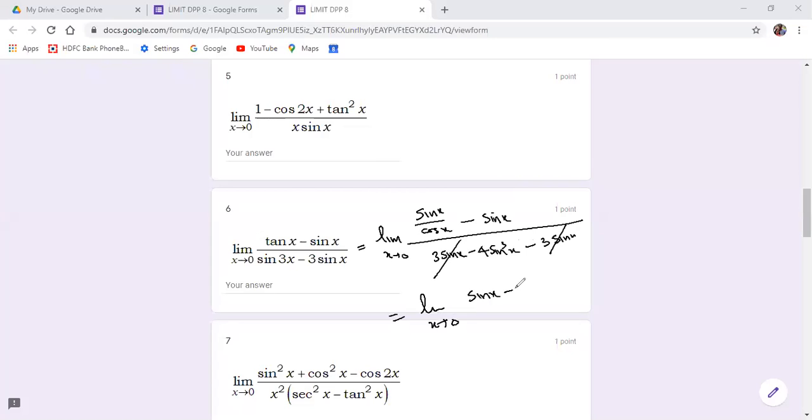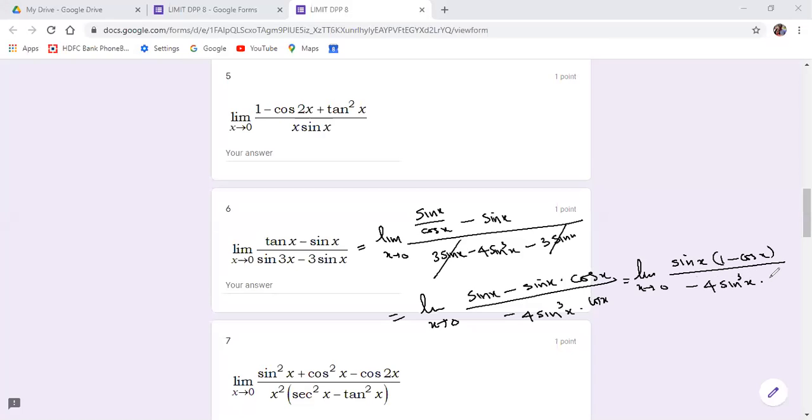Sin x common, minus 1 minus sin x into cos x upon cos x, divided by cos x into x minus 4 sin cube x. Now what is common? So one more cos x in the denominator. लेकिन वो बेचारा है, but cos 0 is 1, so it becomes sin x into 1 minus cos x divided by minus 4 sin cube x into cos x.